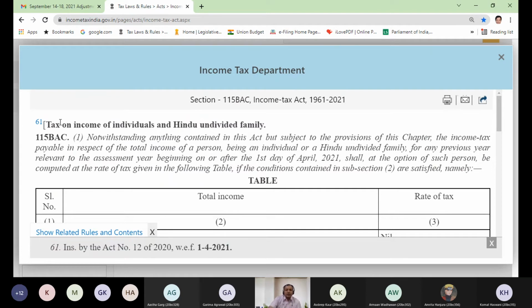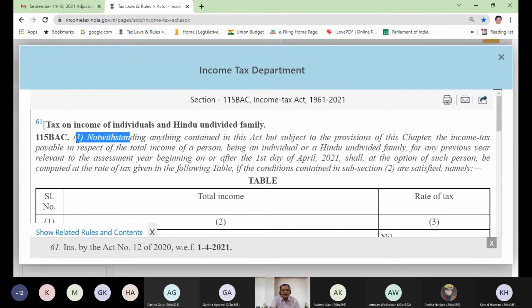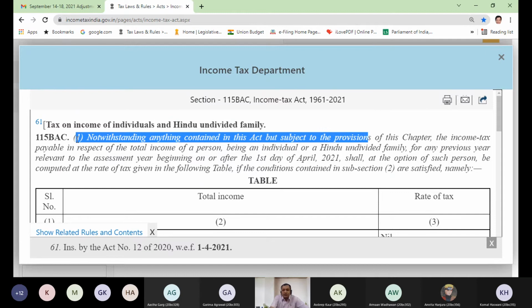Now what is the heading? Tax on income of individuals and HUF, section 115BAC, subsection 1: notwithstanding anything contained in this Act. What do I mean by this? It does not matter what is written in this entire Income Tax Act while reading 115BAC, but subject to the provisions of this chapter. But this section 115BAC must be in some chapter.